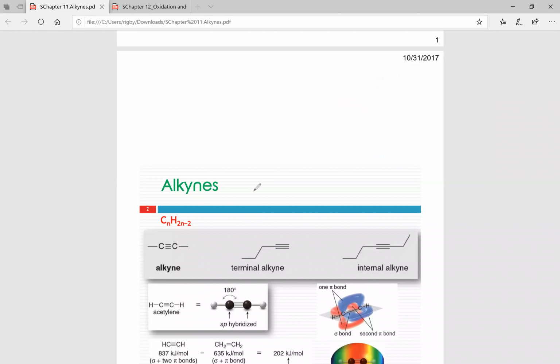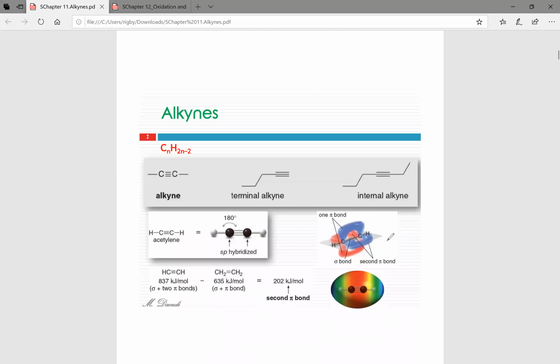All right, and we can have either a terminal alkyne or an internal alkyne. And it's important to note that for the carbons that are part of the triple bond, they can only have one additional bond in addition to that triple bond. So if it's an internal alkyne, it will have 0 hydrogen bonds. However, if it's a terminal alkyne, it's going to have 1 hydrogen bond.